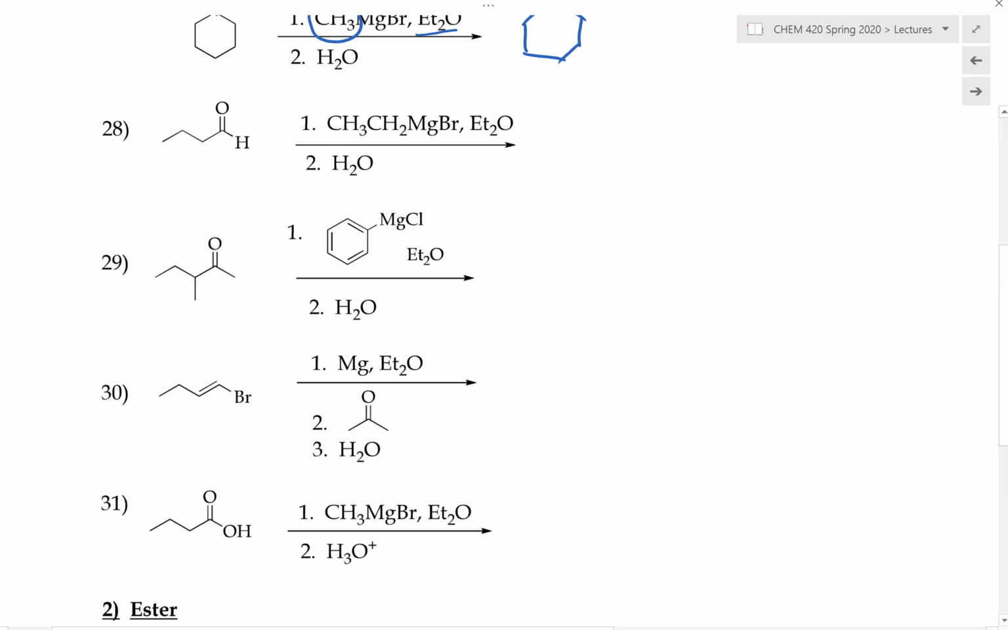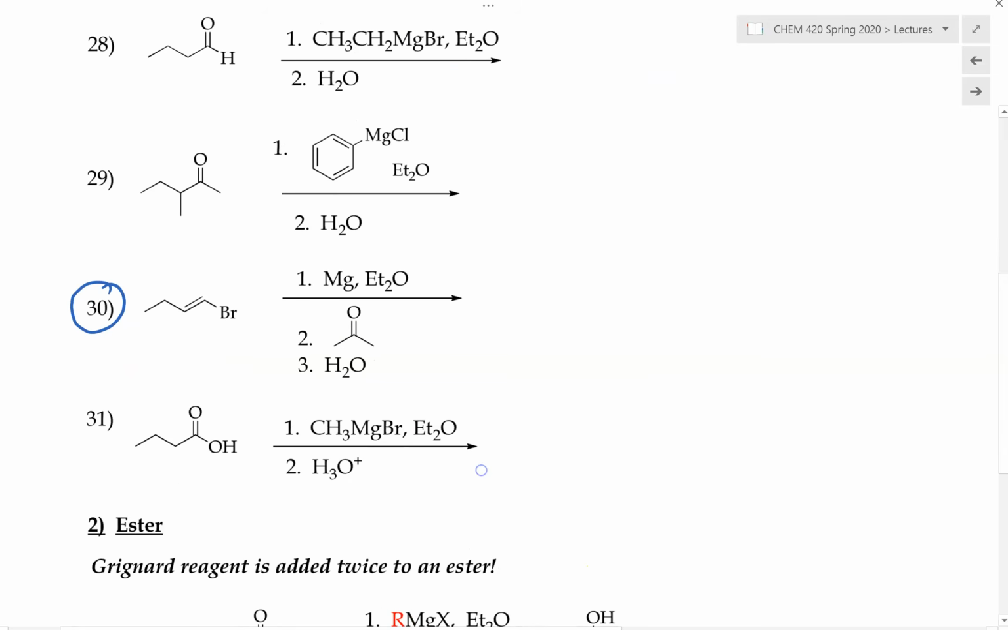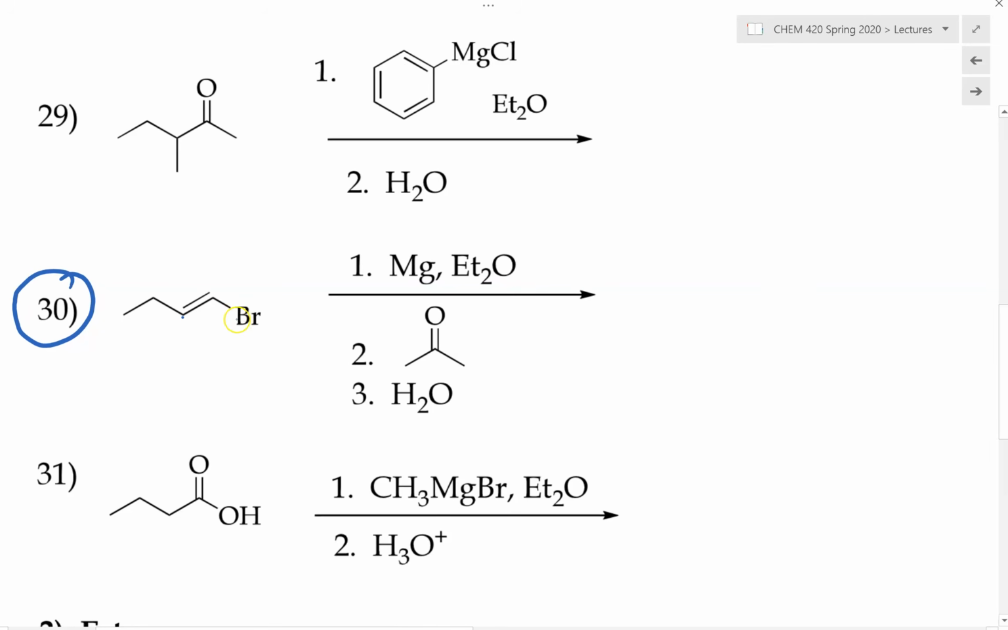And now let's try a few reactions. Let's try reaction number 30. We start with this, which is called a vinyl halide. Vinyl simply refers to the fact that this has a double bond in it. If we take this vinyl bromide, or vinyl halide, with first magnesium, followed by treating this with acetone, followed by water, then what will be the product of this reaction?